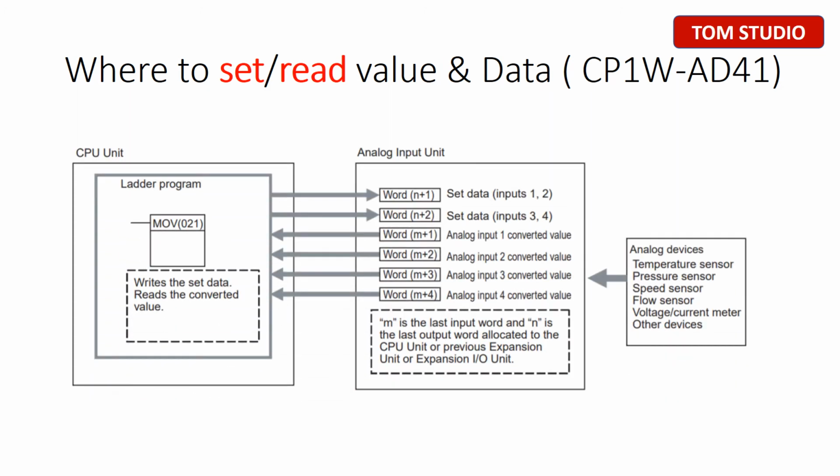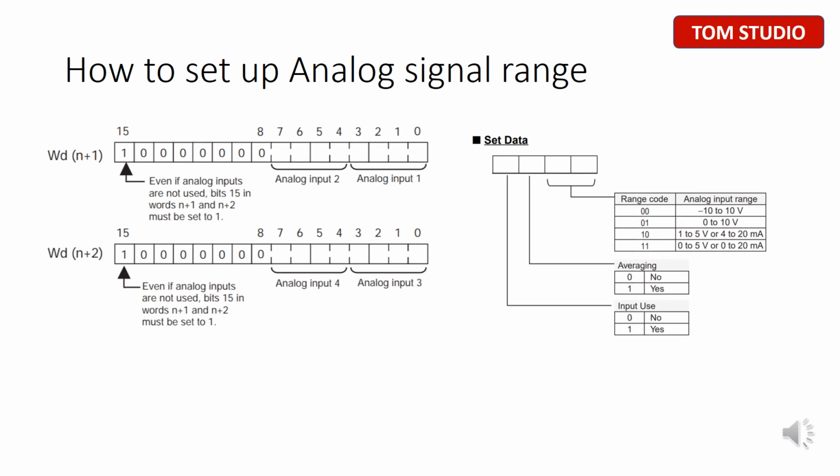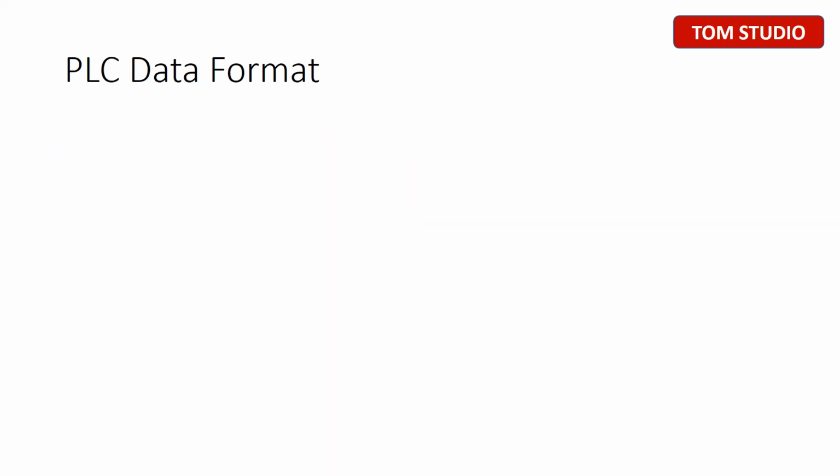In this slide, we are talking about how to use 2 words to set up analog signal. Interestingly, as the slide shows, it is necessary to utilize one single word to set up 2 analog inputs. So from the right side, the first digit is for analog input 1, the second digit is for analog input 2. Bit 15 is for enabling the analog inputs.